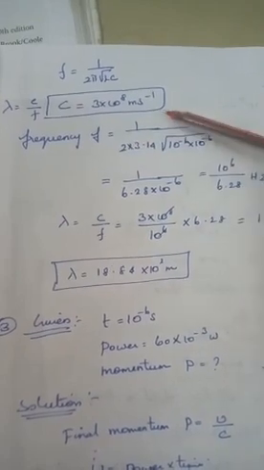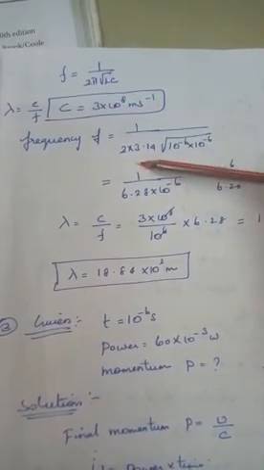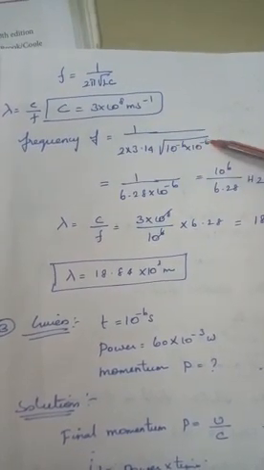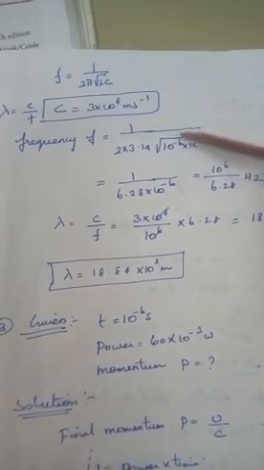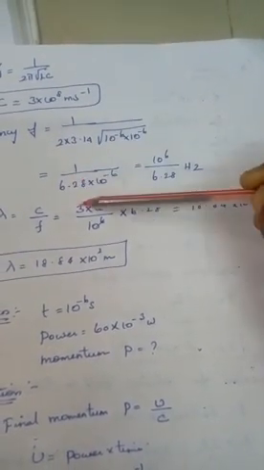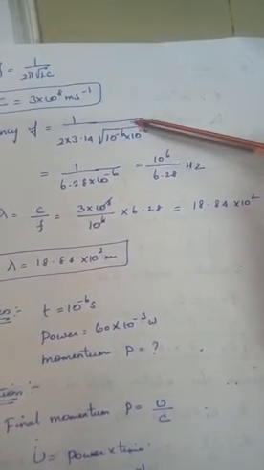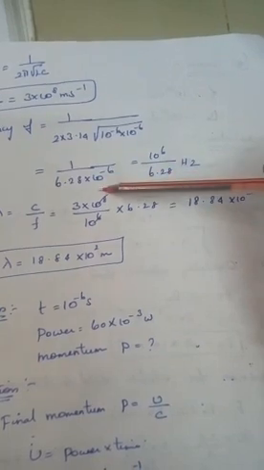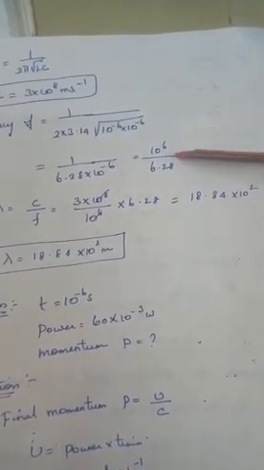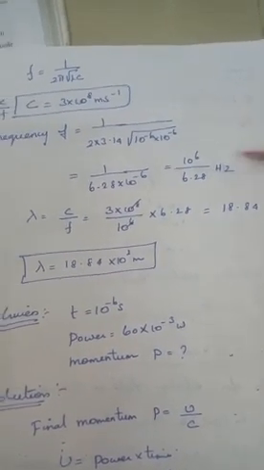So f is equal to 1 divided by 2 into pi, with pi as 3.14, and root of L and C, which are given: 10 to the power minus 6 into 10 to the power minus 6. So 1 divided by that, simplify all the values. Remove the square root and simplify, and you will get the final value: 10 to the power 6 divided by 6.28 hertz. That is the frequency unit.